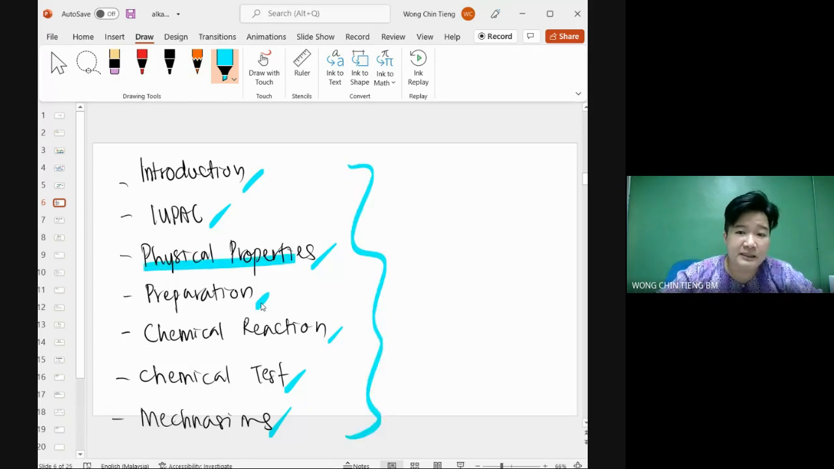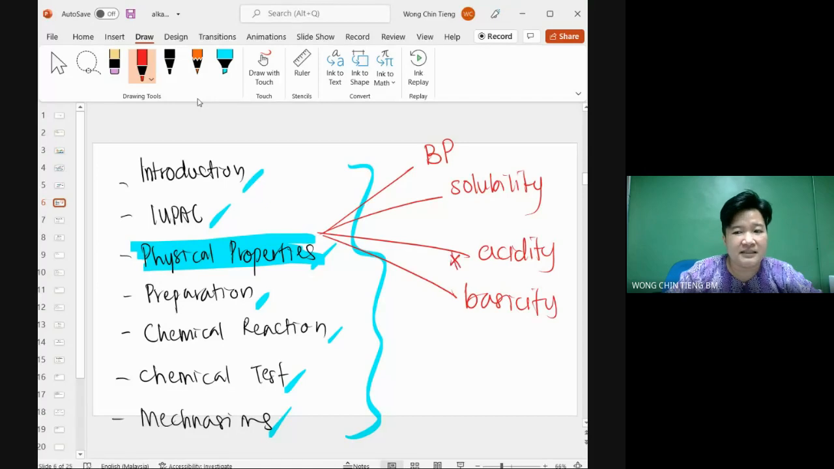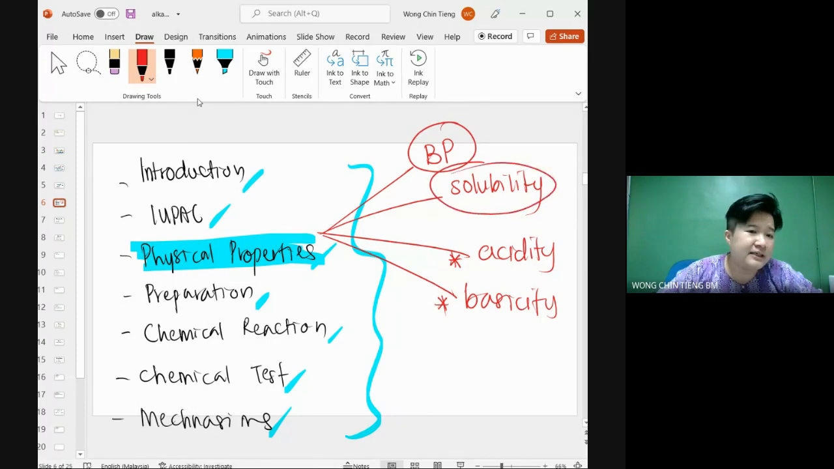So physical property yang saya nak bincang sekarang, kita ada 4 physical property generally. Okay, kita akan ada boiling point, kita akan ada solubility, alright, kita akan ada acidity, kita akan ada basicity. Alright, acidity dengan basicity dia duduk kat certain topik sahaja. So tak apalah, yang tu dia tak akan ulang banyak. Tapi boiling point dengan solubility, guys, we basically akan ulang banyak kali.